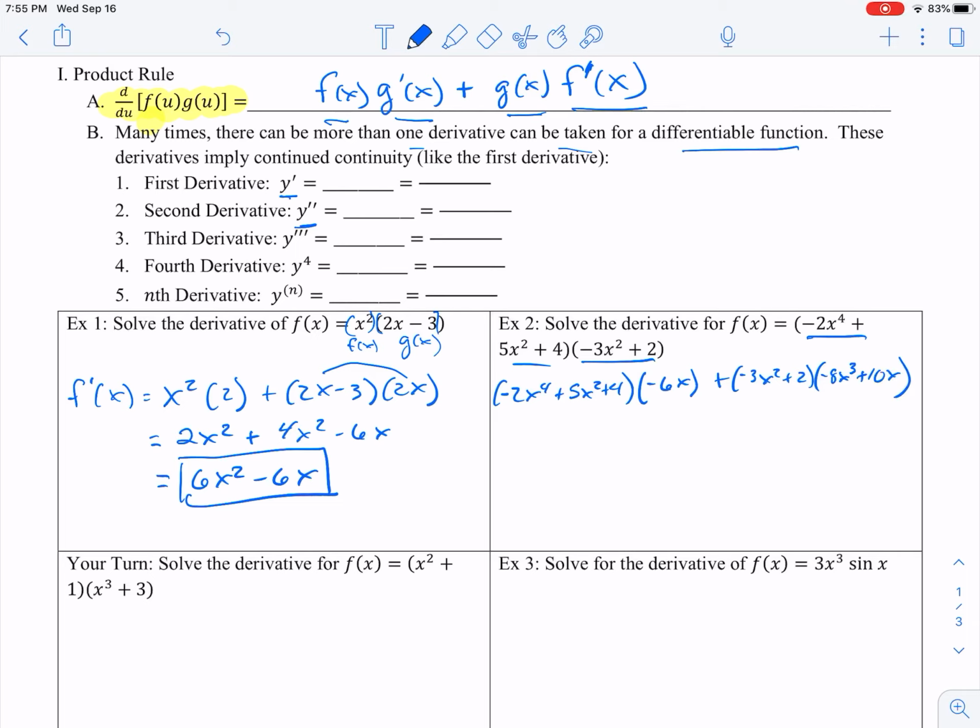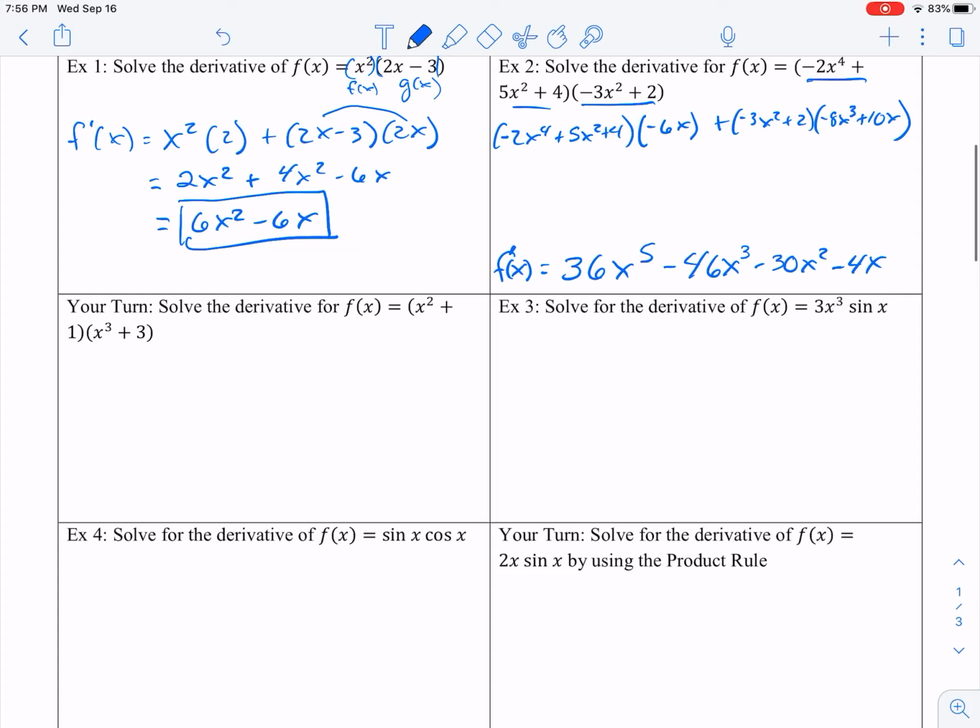And if you FOIL that all out and simplify, you should end up with 36x to the fifth minus 46x cubed minus 30x squared minus 4x. You might want to stop the video right now and do your math and see if you get the same answer. All right? I'm going to skip this one. You can do that one on your own.